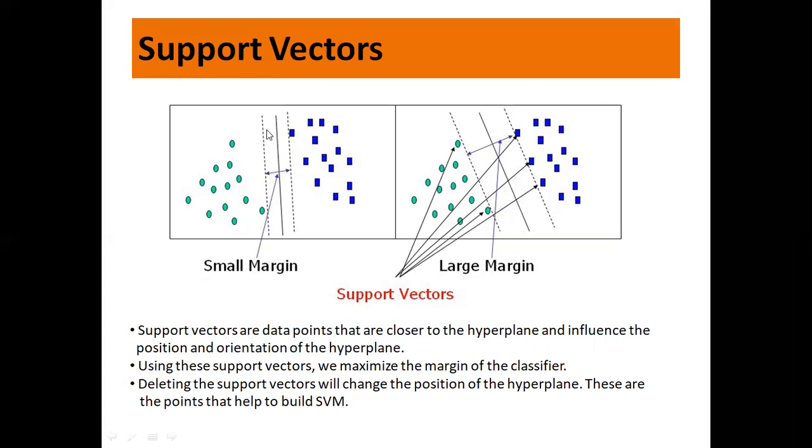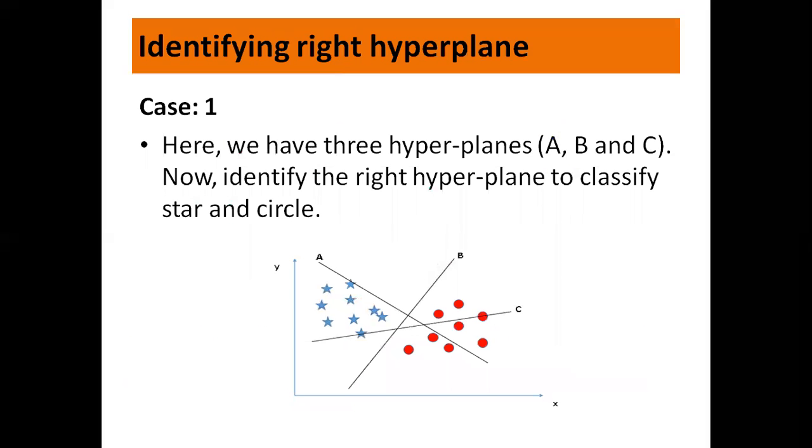These two data sets can be classified using this hyperplane also, but we don't select this. Why? Because the margin is small between two classes. This is a support vector, this is a support vector. We select this hyperplane because it maximizes the margin between two classes. Now, we understood the process of classifying or segregating two classes with a hyperplane that is a single line.